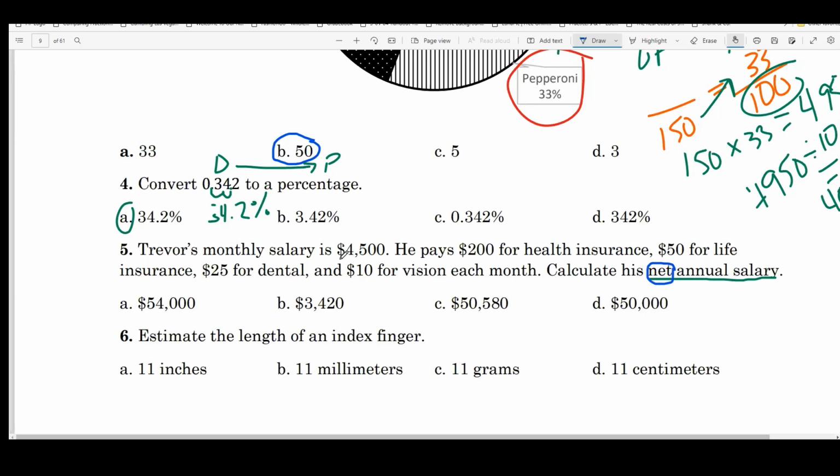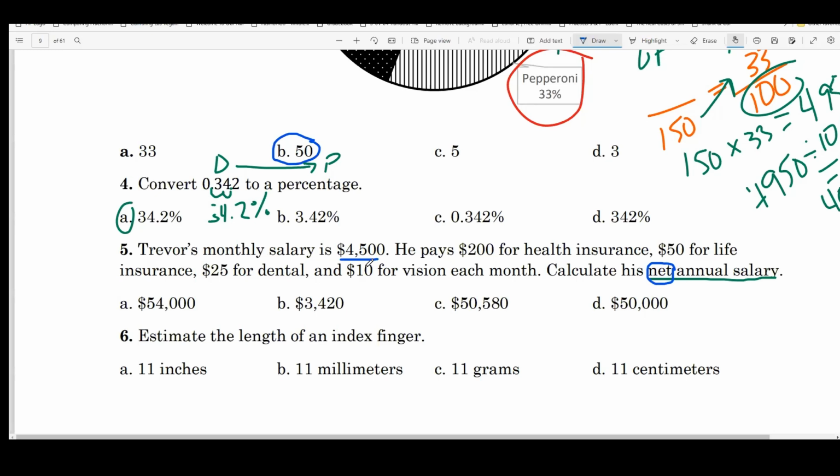All right, so we know he makes $4,500, but he has to pay a couple different bills. He has to pay health insurance, life insurance, dental, and vision. So we need to deduct all of that out, which means we need to subtract everything out before we can even determine how much it is in an entire year. We're going to do it by the month first.